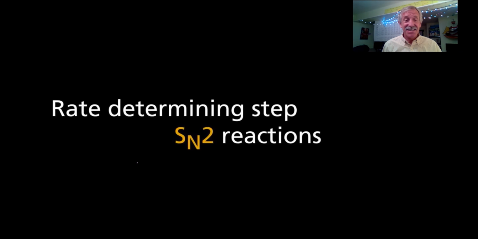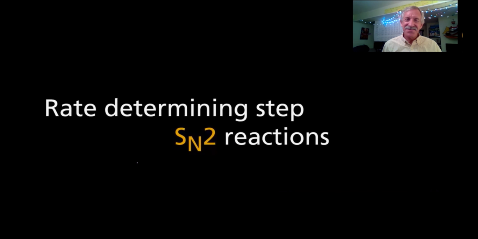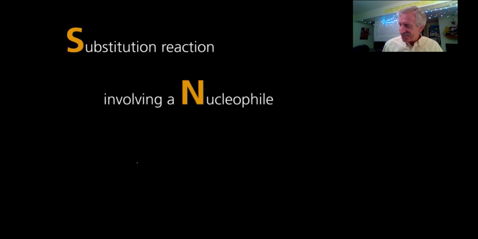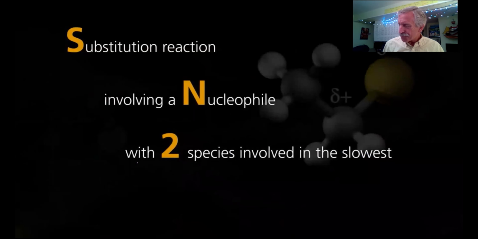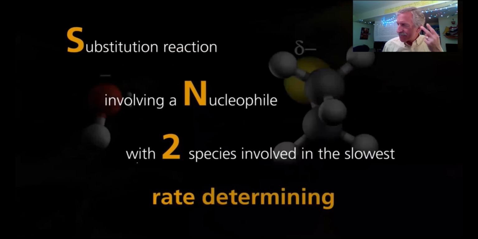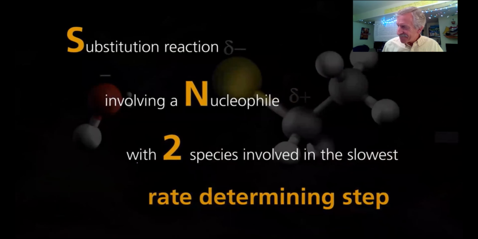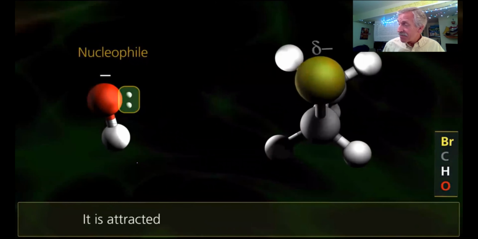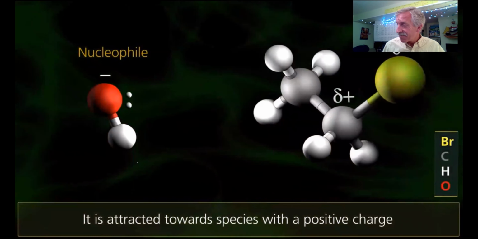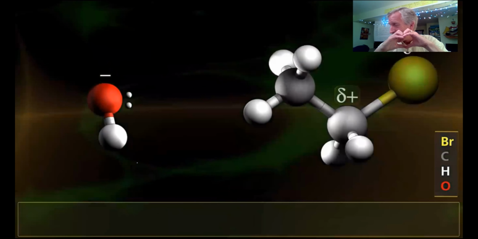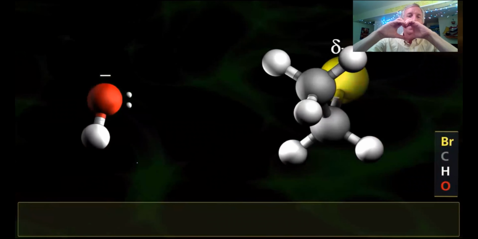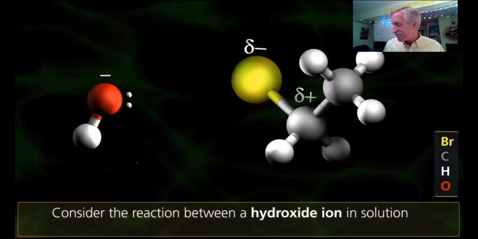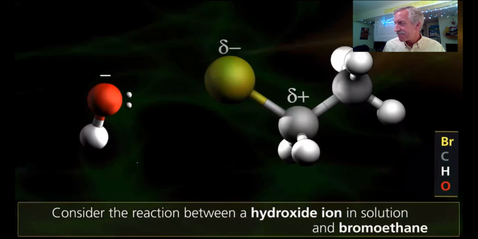Primary halogenoalkanes undergo SN2 reactions, where the S denotes a substitution reaction, the N shows the reaction involves a nucleophile, and 2 is the number of species involved in the slowest rate-determining step. A nucleophile is an electron pair donor. It is attracted towards species carrying a full or partial positive charge, with which it can form a dative covalent bond. Consider the reaction between a hydroxide ion in solution and bromoethane.